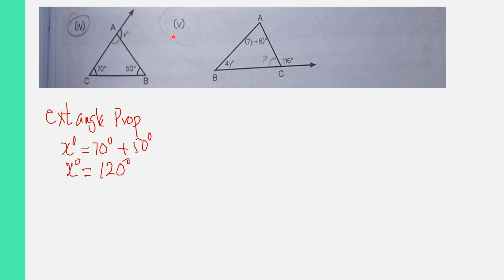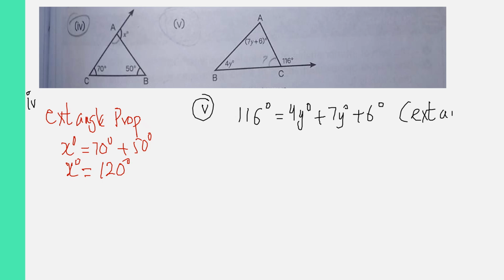Now stepping into the last question, which is part 5. Here you have some algebraic angles, but it's completely fine. Again, you can notice that the property which can easily be applied here is the exterior angle property. So we will use this property. So let's apply it. Exterior angle property says exterior angle is equal to sum of two opposite interior angles. So 4y degrees and 7y plus 6 degrees, right? So this is what exterior angle property says.